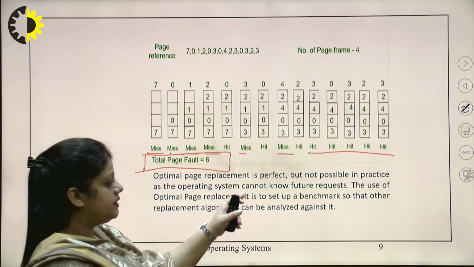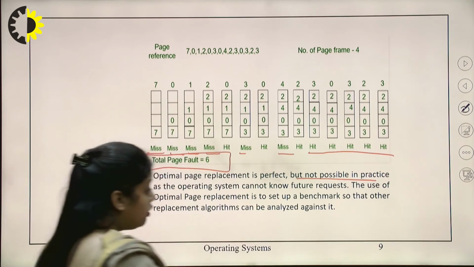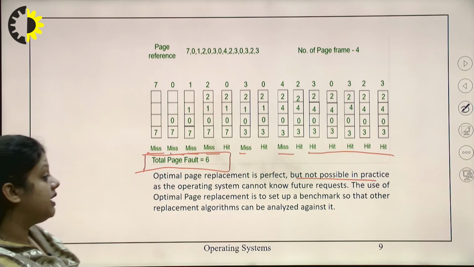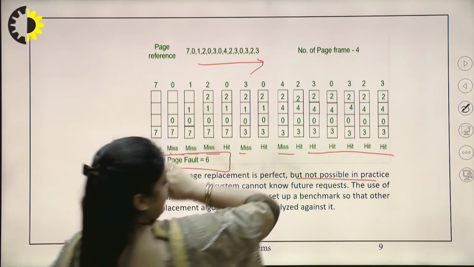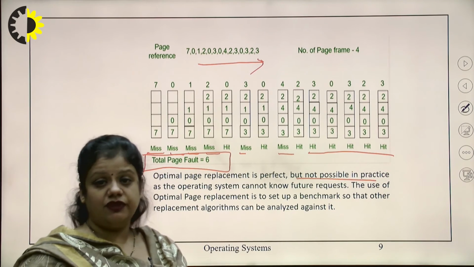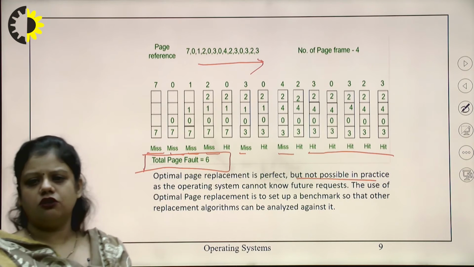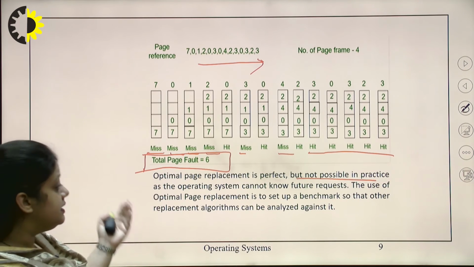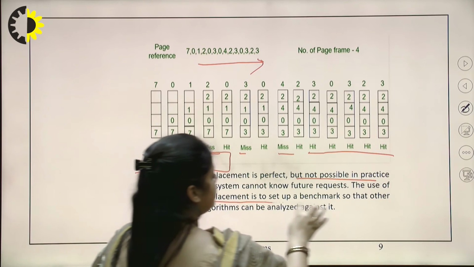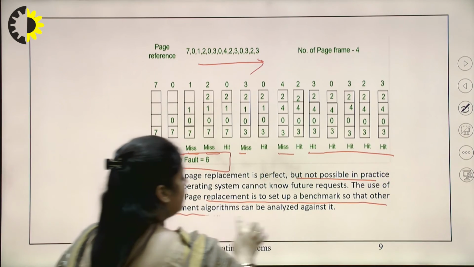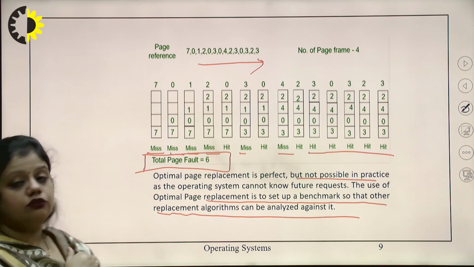Optimal page replacement is perfect, but it is not possible in practice because the operating system cannot know future requests. Here we are taking future requests into consideration, but how will the operating system come to know about them? So practicing the optimal page replacement algorithm in reality is not possible. The use of optimal page replacement is to set up a benchmark so that other replacement algorithms can be analyzed against it.